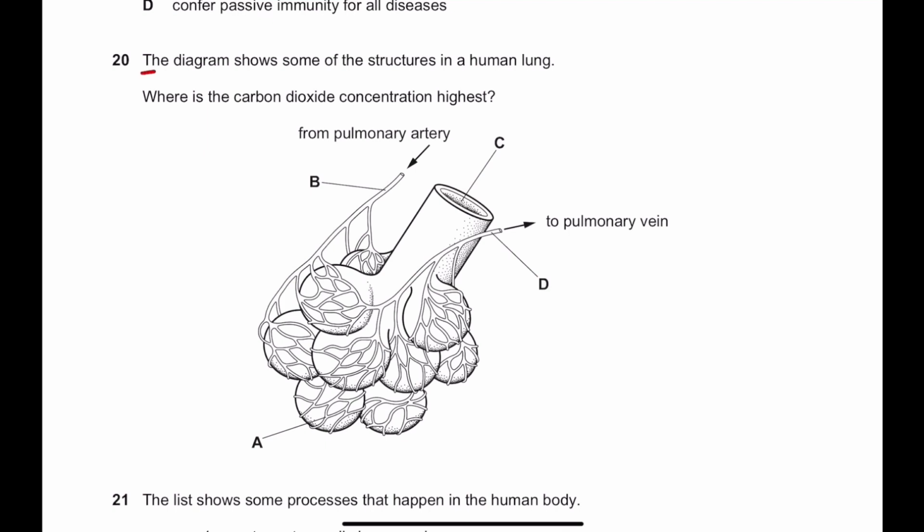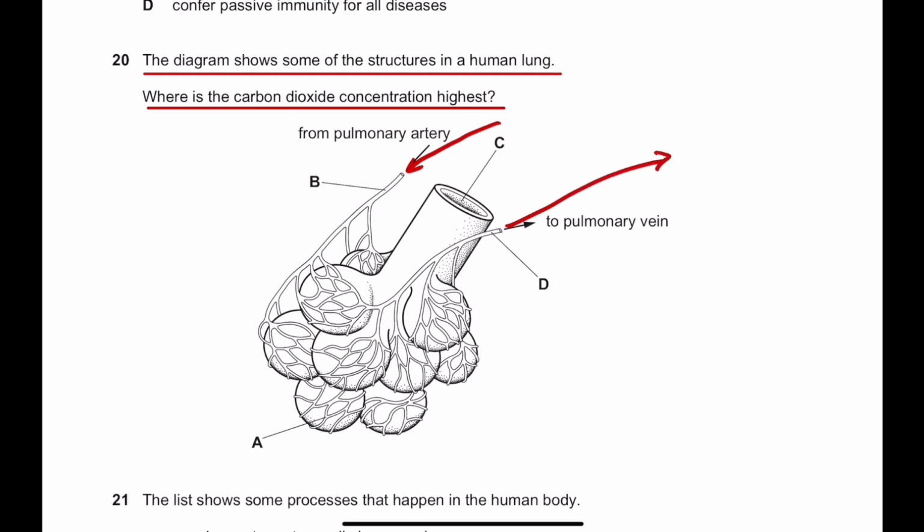Number 20. The diagram shows some of the structures in a human lung. Where is the carbon dioxide concentration highest? So it looks like the blood is flowing from here and it goes out through here. So it says from pulmonary artery. So pulmonary means lungs. Artery means the blood vessel that transports blood from the heart.